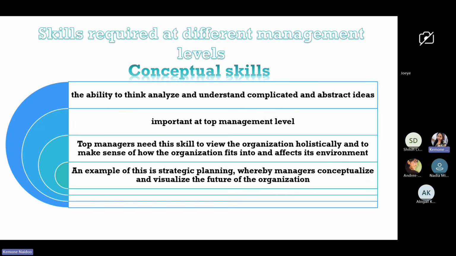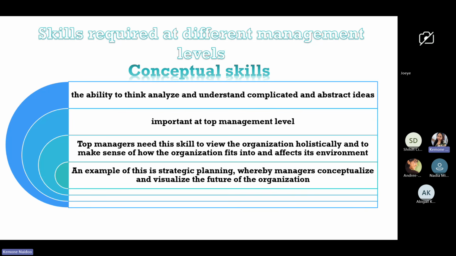Now that we understand the different levels of management, let's look at some of the skills. Okay. Now, there are different skills that are required at different levels of management. They are all important. However, some more than others will be required at different levels. So let's take a look at conceptual skills. Conceptual skills is our ability to think and analyze and to understand complicated and abstract ideas. So think about doing market research on a very large scale, taking that research, analyzing it, evaluating that information, and then turning it into something understandable.